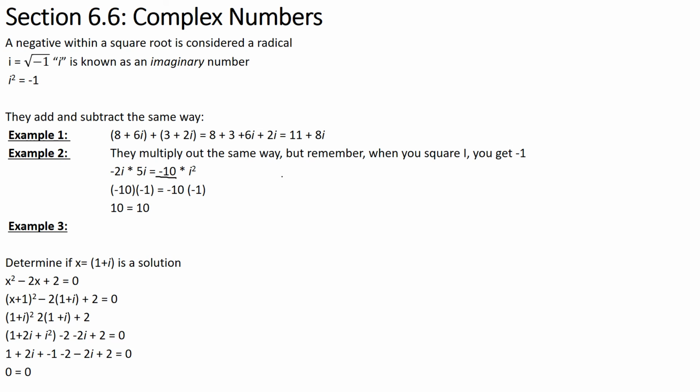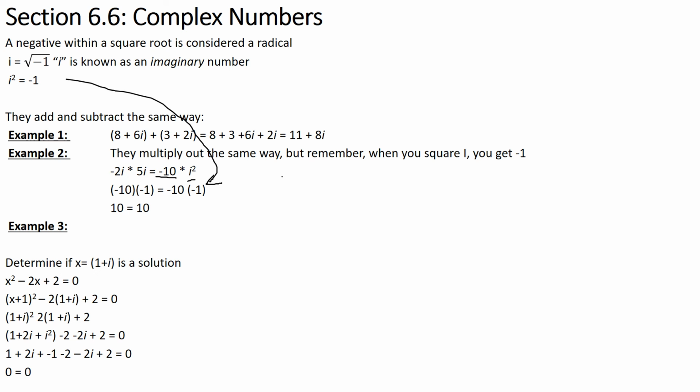Negative 2 times 5 is negative 10. I times I is I squared. Remember, I said I squared is negative 1. We're just replacing that. So it'd be negative 10 times negative 1, which is 10. We've got a more complicated problem, but we can see if this is a solution.